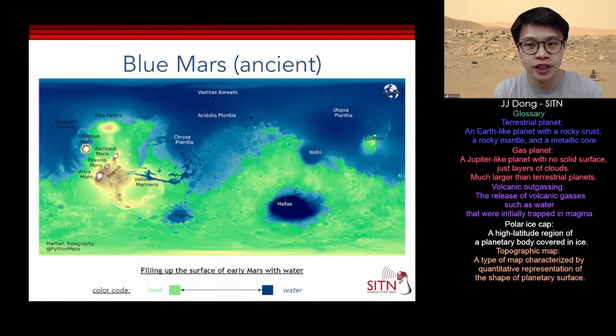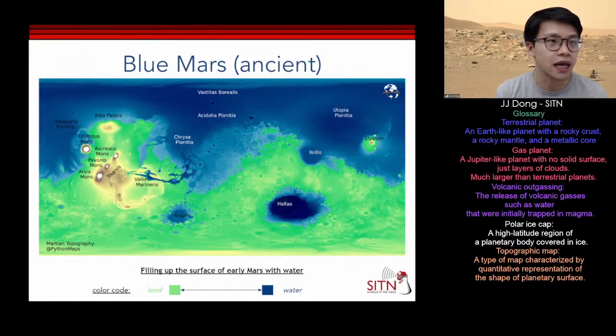You still have some regions like Valles Marineris, which is the largest canyon, that can be filled with a lot of water, and you also have the Hellas Basin that can be filled up with water. So this is what the early Mars might have looked like in the past. And it looks blue, looks warm, and could have been an ideal place for life to begin and to thrive.